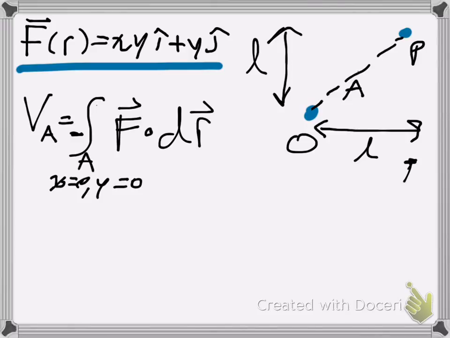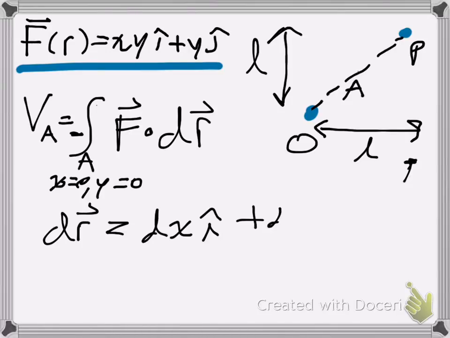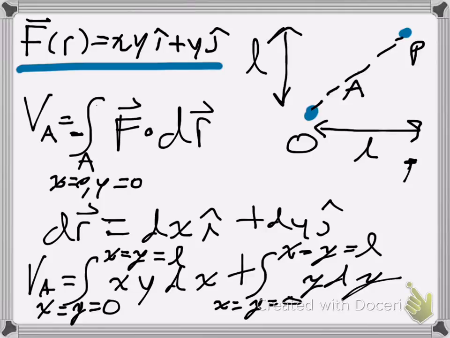In Cartesian coordinates, our dr would look like dx i hat plus dy j hat. And I'm only doing this in 2 dimensions, and it's an equal sign there. So look at my force, look at my dr, and you should be able to tell what the dot product is. And if you do that dot product and then write the integral, it's a little messy. Take a second to look at it.